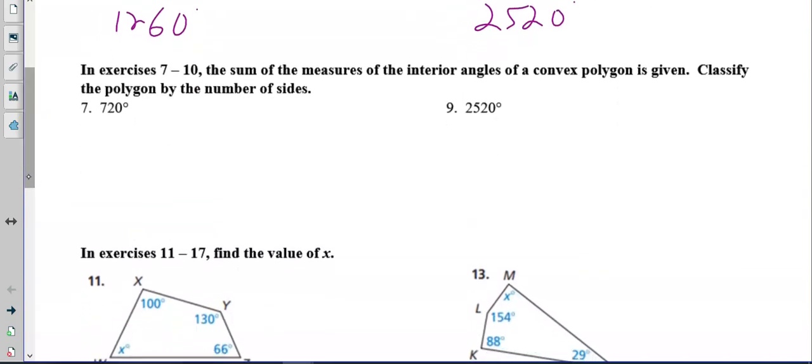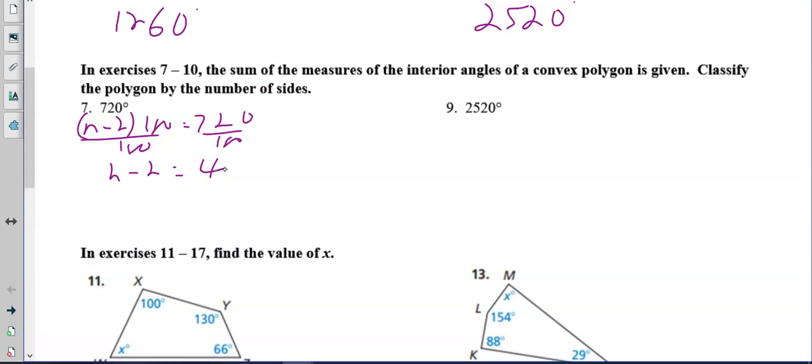Okay, we're going to find the sum of the measure of the interior angles given this many degrees. So knowing that it's n minus 2 times 180 equals 720, we're working backwards. So first off, we're going to divide by 180. So that's n minus 2 equals 4. Then we add 2 to both sides, and that means it is a 6-sided figure.